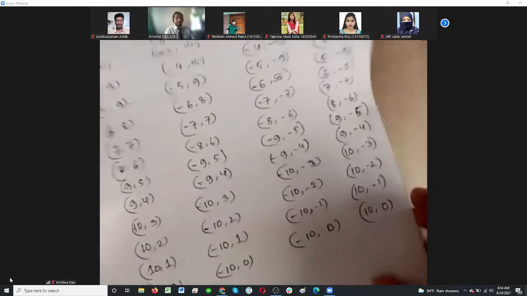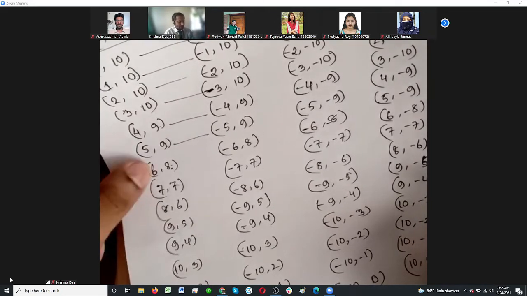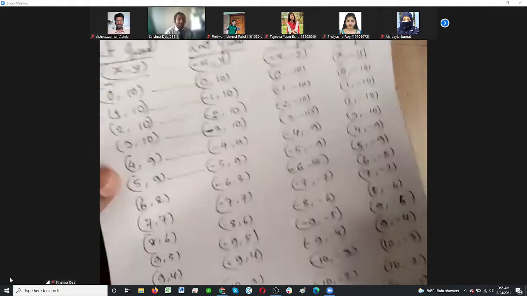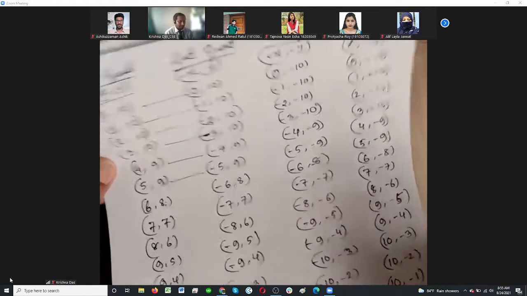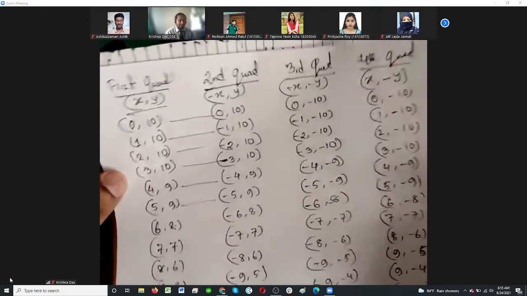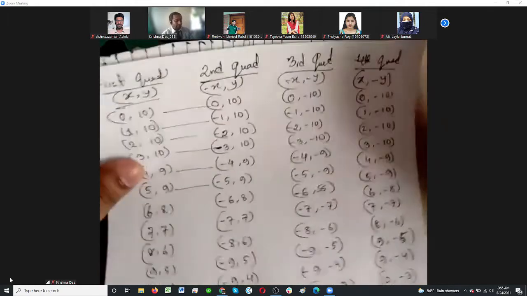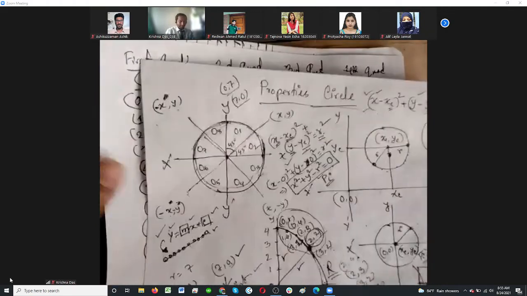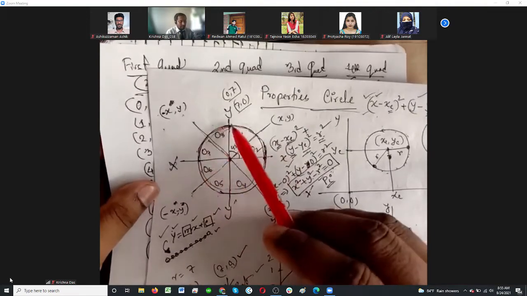So how many points are these? 3, 4, 5, 6, 7, 8, 9, 10. So 7, 7, 14, 15. So 15 into 4 is 60 points, 60 pixels that we have got, so that we can generate the circle. You can see here there is a speciality: for any circle, the points in all 4 quadrants should be unique, right?